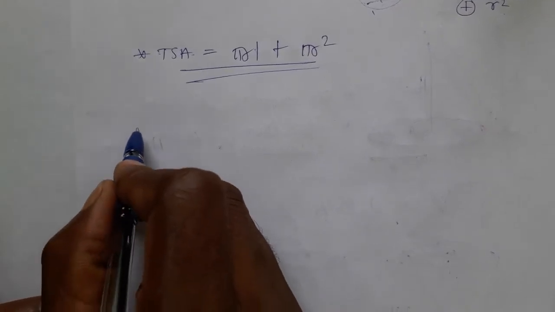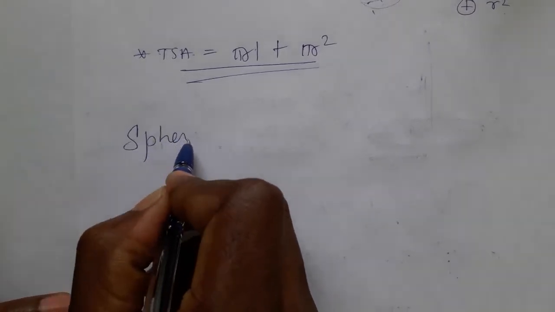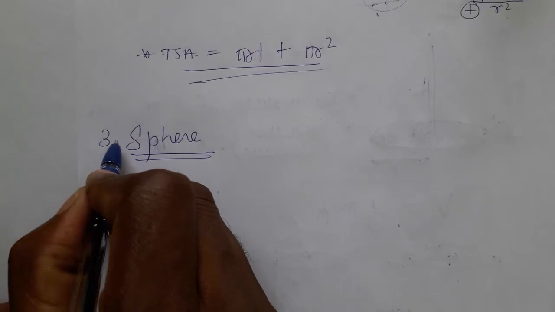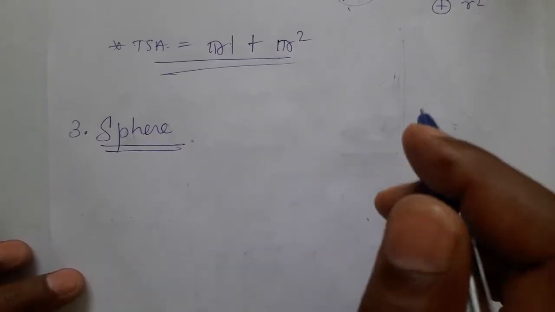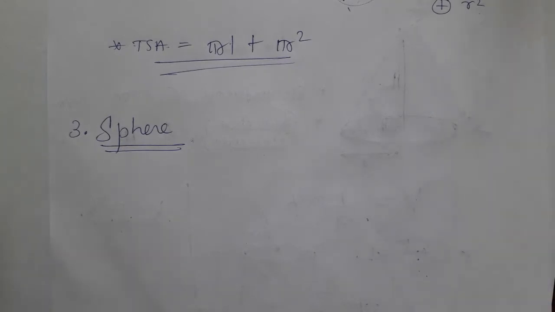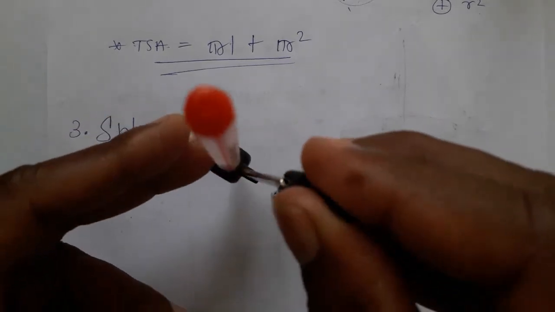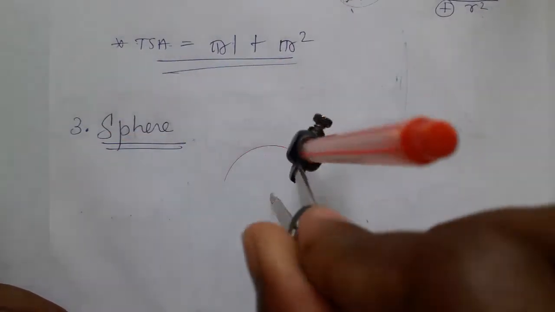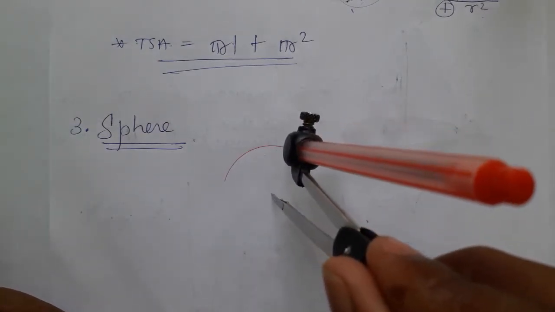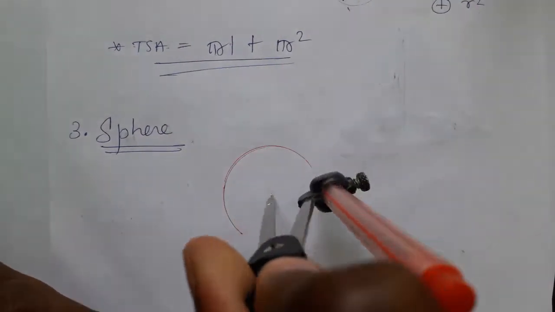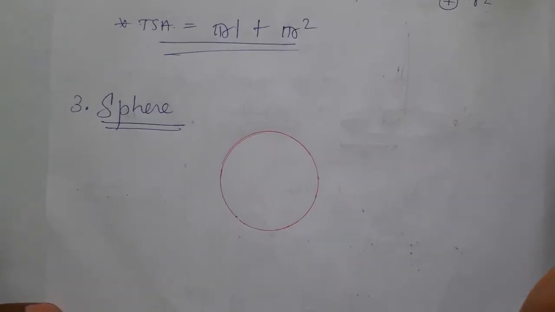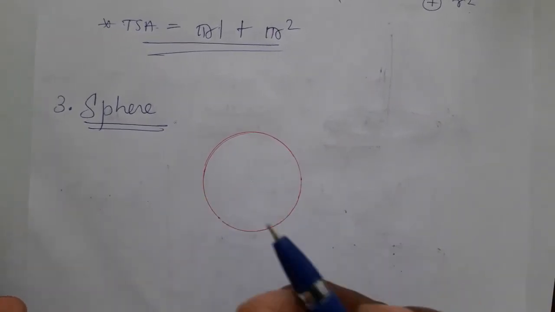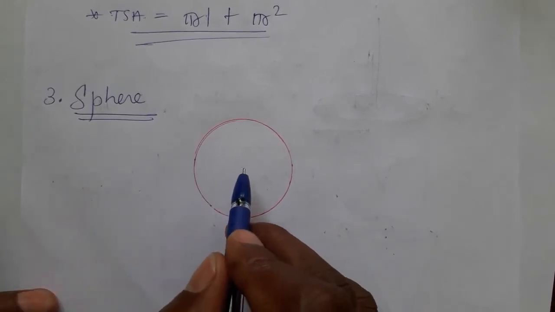Now we go to the sphere, the third one we have in the 10th standard syllabus. The sphere diagram on a sheet of paper is difficult, because when you draw a sphere on a sheet of paper it appears like a circle only. Many students get confused due to that. They think circle and sphere are both the same. No.